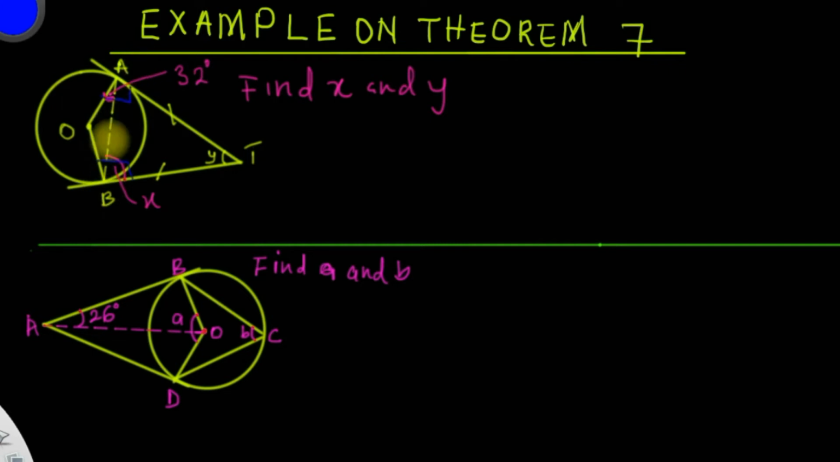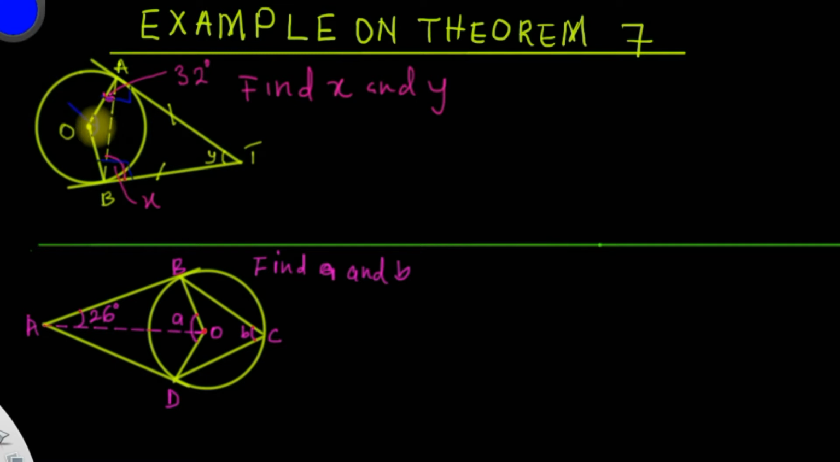So BTAO is a quadrilateral, and since the total angles in a quadrilateral give 360 degrees, if these two angles sum to 180, then the remaining angles must also sum to 180 in order to get a total of 360 degrees. So if we add y to this angle, we will get 180 degrees.